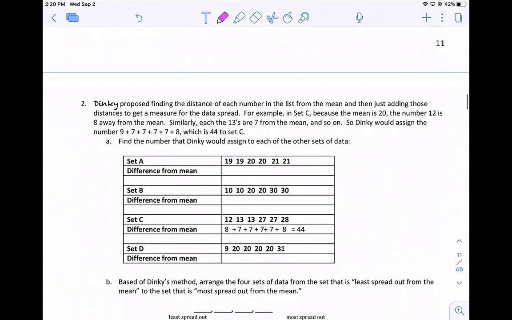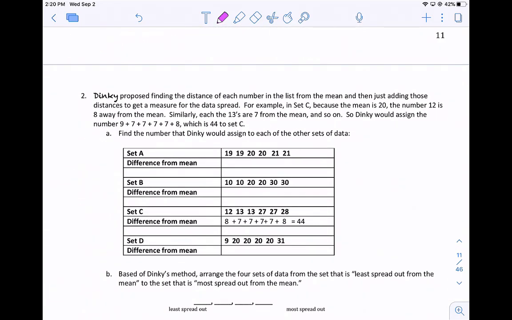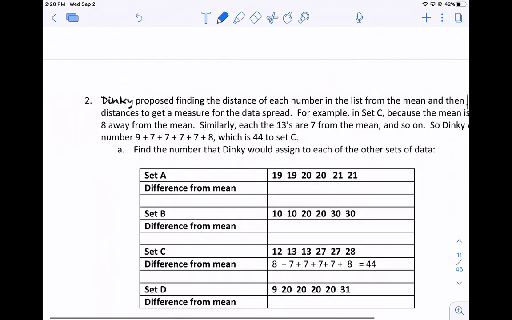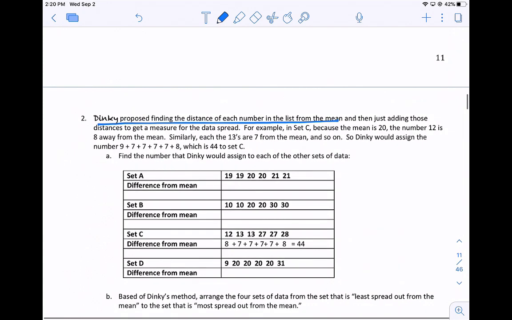Okay, so now Dinky is another person looking at the same data set, but he or she proposed finding the distance of each number in the list from the average, from the mean, and then just adding those distances together.